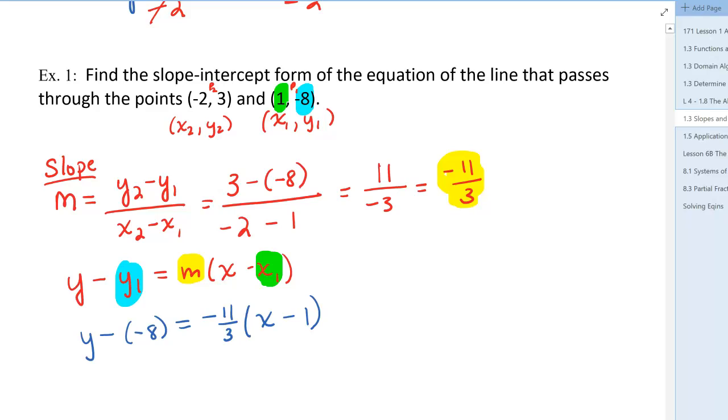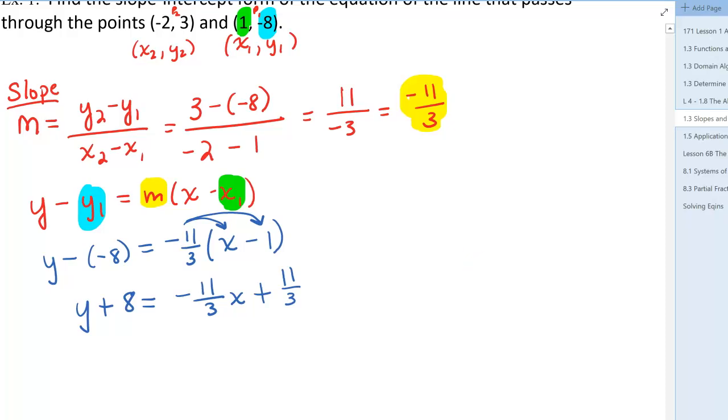Now I'm going to clean it up a little bit. Remember, these two negatives make it y plus 8. And then I'm going to distribute this to both terms inside the parentheses. So that's negative 11/3 x. But a negative times a negative, this time, is going to make it plus 11/3.